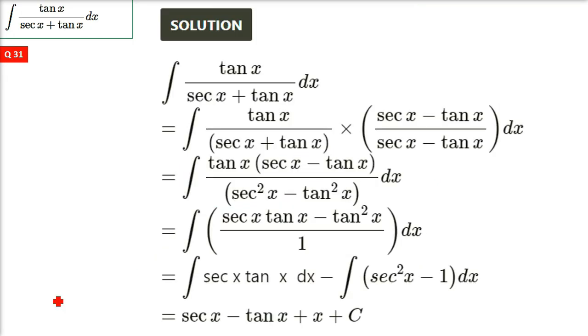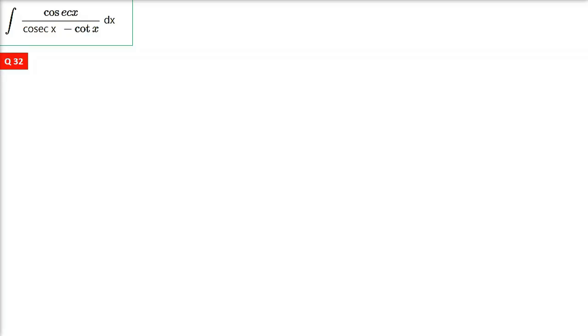So this rationalization is the key which you ought to use wherever it is possible. It makes the question very easy. So this question is again very easy for you. Cosec x by cosec x minus cot x. So we have cosec x divided by cosec x minus cot x.